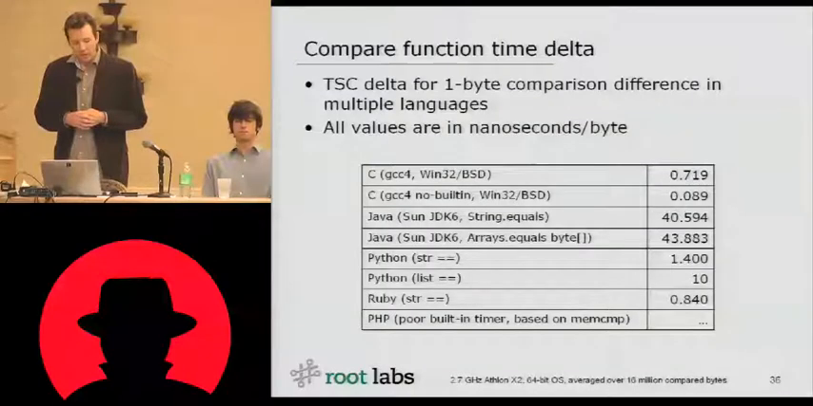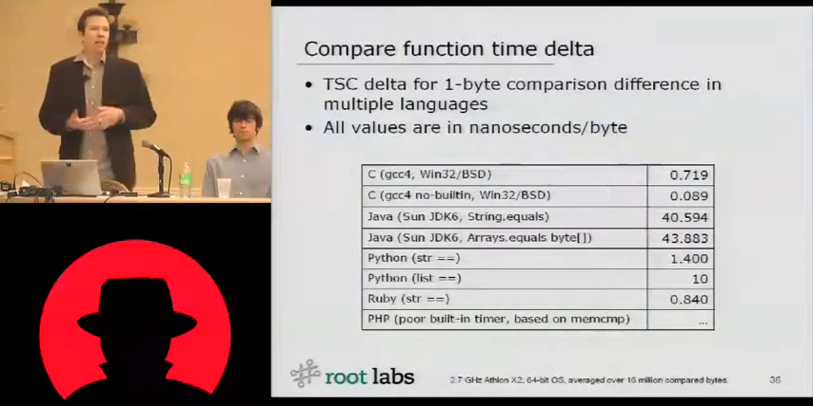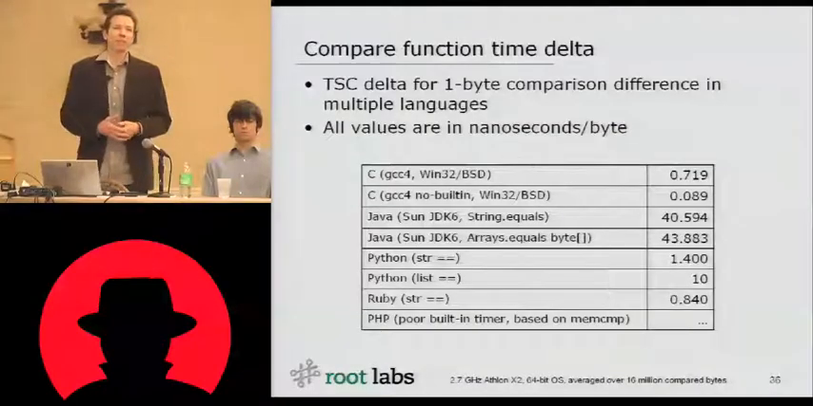So the interesting thing that we found here with C is that C, with the default settings, GCC compiles in its own built-in operators for memcmp. And memcmp is actually really slow in GCC. It actually turns out to be a repe cmpsb.